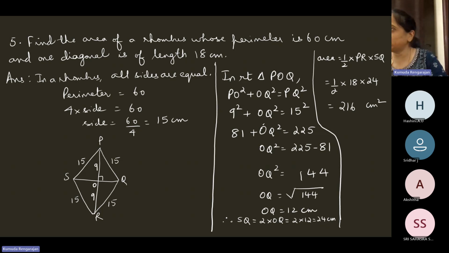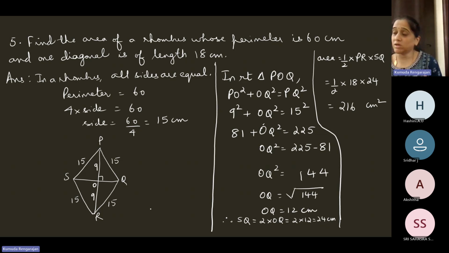The perimeter is given, right, 60 centimeters. So we know in a rhombus all the sides are equal. All sides are equal, meaning the perimeter is 4a, 4 into side. 4 into side is equal to 60. How 4 into side? Because side plus side plus side plus side, all the sides are equal. So 4 into side is equal to 60. So each side of the rhombus is equal to 15 centimeters.